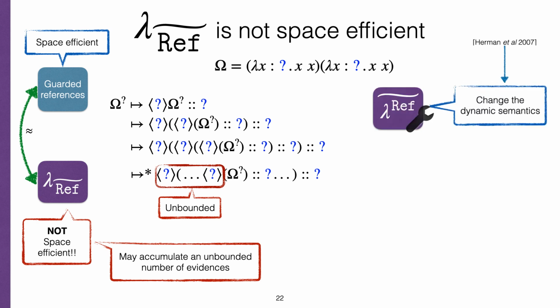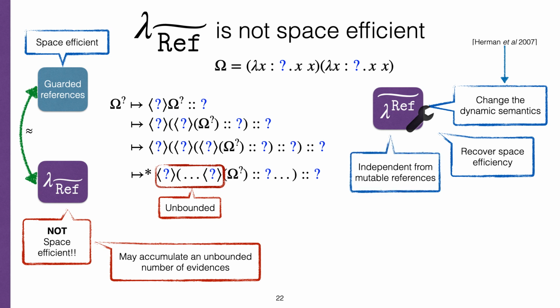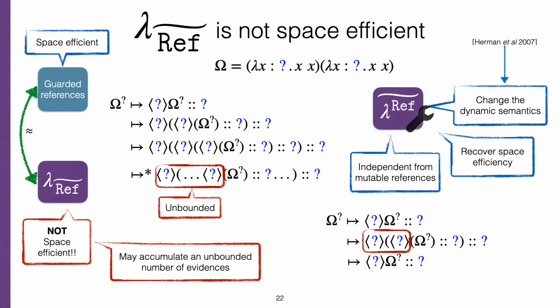So to address this, we use the same technique used by Herman et al. in guarded references, and we change the dynamic semantics to recover space efficiency, which is a technique independent from mutable references. So now, before reducing omega for the third time, the outermost evidences are combined, preventing the accumulation of casts.